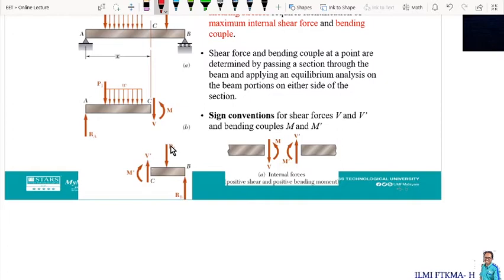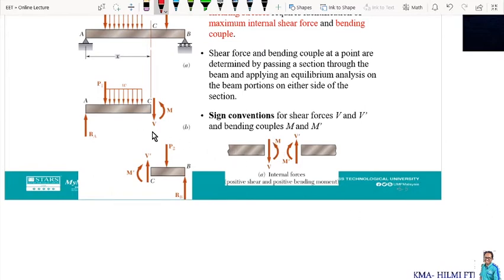So for this reason, it is very important to have one similar convention, which we call the sign convention, that we apply for determining the positive or negative direction of the shear force and the bending couples. Basically the sign convention says that the shear V and the bending moment M at any given point of a beam are positive when the internal forces and couples acting on each portion of the beam are directed as shown in this figure. So we have internal forces in positive shear and positive bending moment.